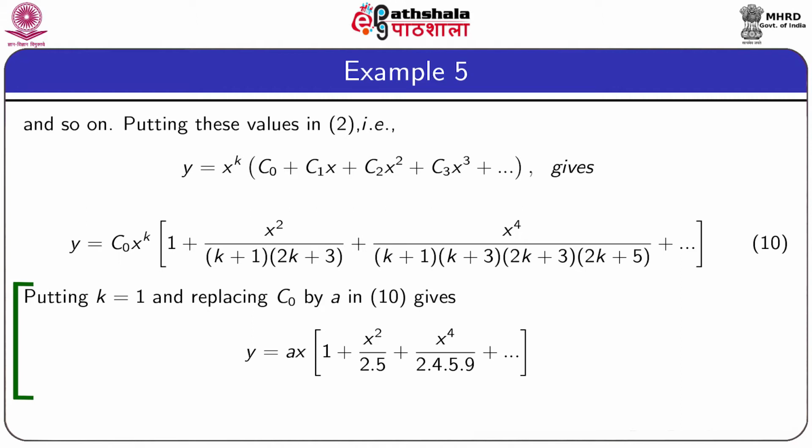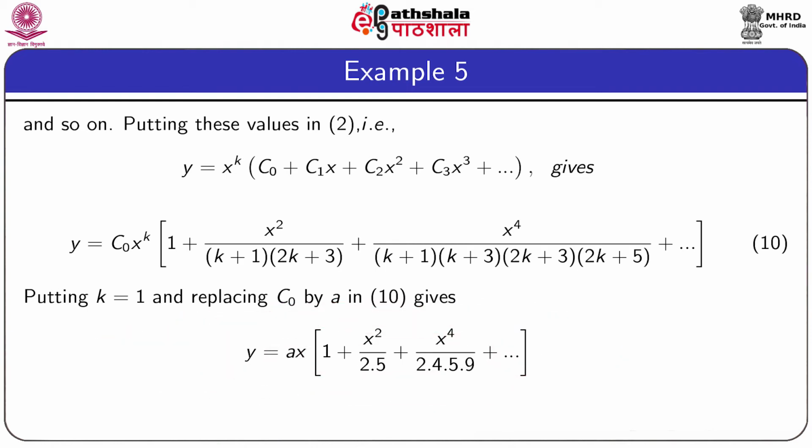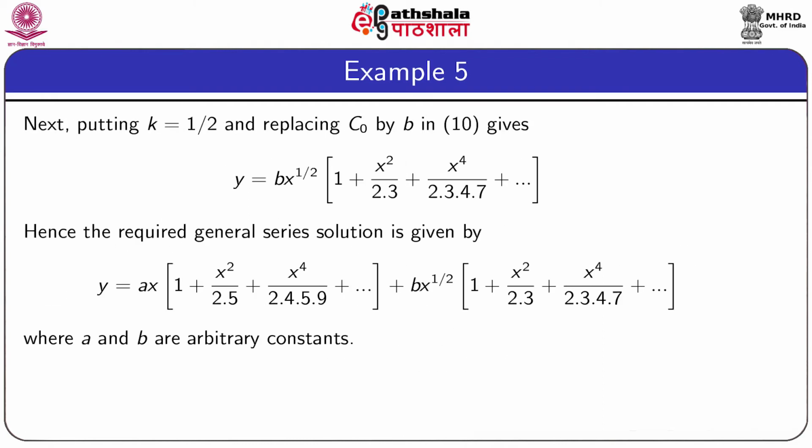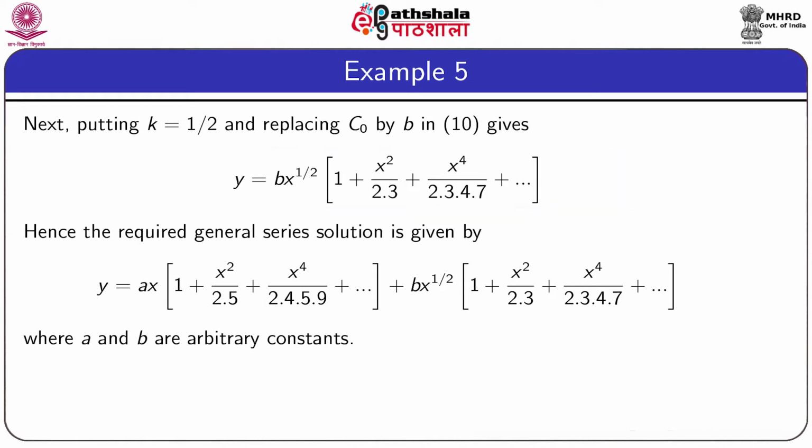We next put k equal to 1 and we replace c 0 by a, and then equation number 10 will give y equal to a x multiplied by 1 plus x square by 2 dot 5 plus x to the power 4 by 2 dot 4 dot 5 dot 9 plus dot dot dot. We next put k equal to half and we replace c 0 by b in equation 10, and this will give y equal to b into x to the power half multiplied by 1 plus x square by 2 dot 3 plus x to the power 4 by 2 dot 3 dot 4 dot 7 plus dot dot dot.